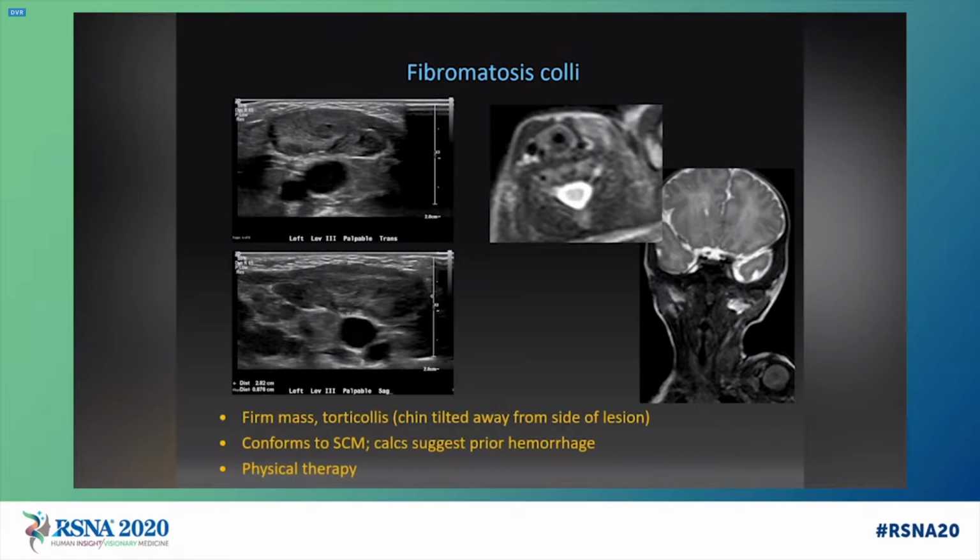So the key points: firm mass, patients presenting with torticollis, conforming to the shape and the location of the sternocleidomastoid muscle. If you see calcifications, that is suggestive of prior hemorrhage. The important thing is to recognize that this is a completely benign entity. There's nothing to do, no need to biopsy. These patients go on to physical therapy, and gradually the conditions should resolve.